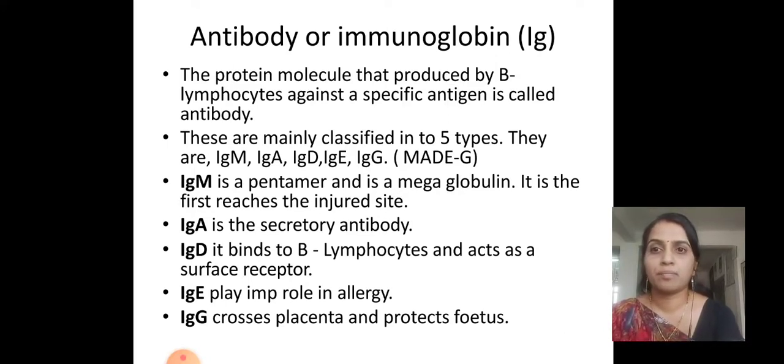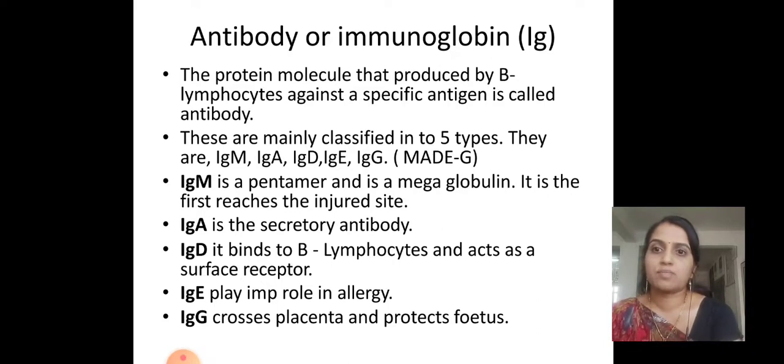IgM is a pentamer and it is a macroglobulin. It is the first to reach the injury site. So whenever we get hurt or an injury happens to our body, IgM are the first to reach the injured places. IgA is the secretory antibody. They are responsible for secretions. IgD binds to B lymphocytes and acts as a surface receptor. IgE plays an important role in allergy.